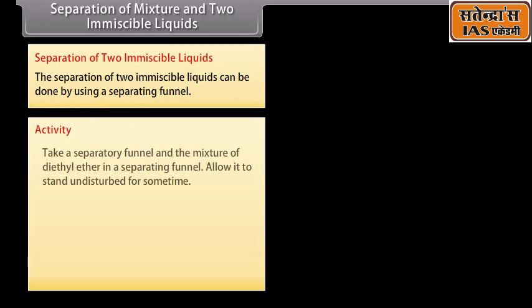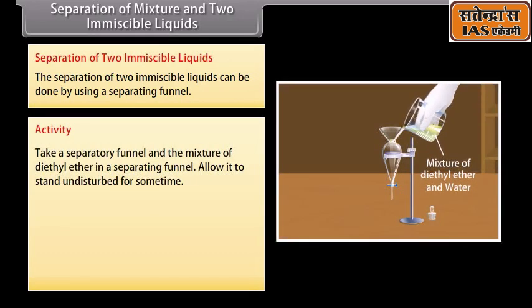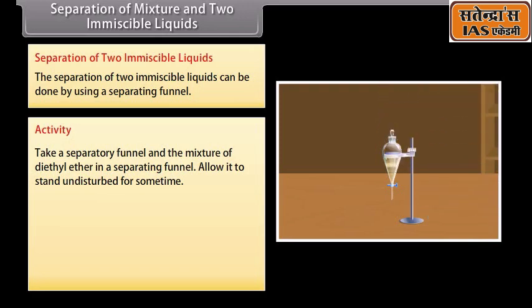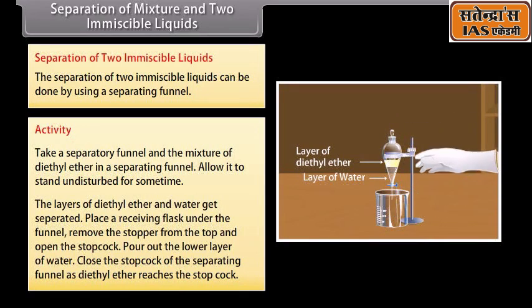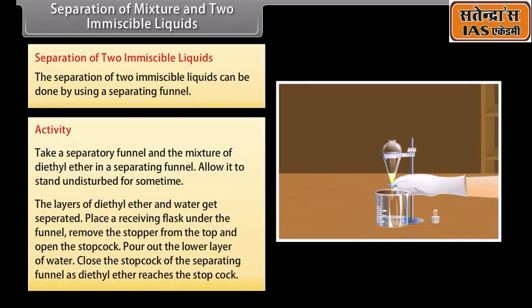Activity. Take a separatory funnel and the mixture of diethyl ether and water in a separating funnel. Allow it to stand undisturbed for some time. The layers of diethyl ether and water get separated. Place a receiving flask under the funnel, remove the stopper from the top and open the stop cork. Pour out the lower layer of water. Close the stop cork of the separating funnel as diethyl ether reaches the stop cork.